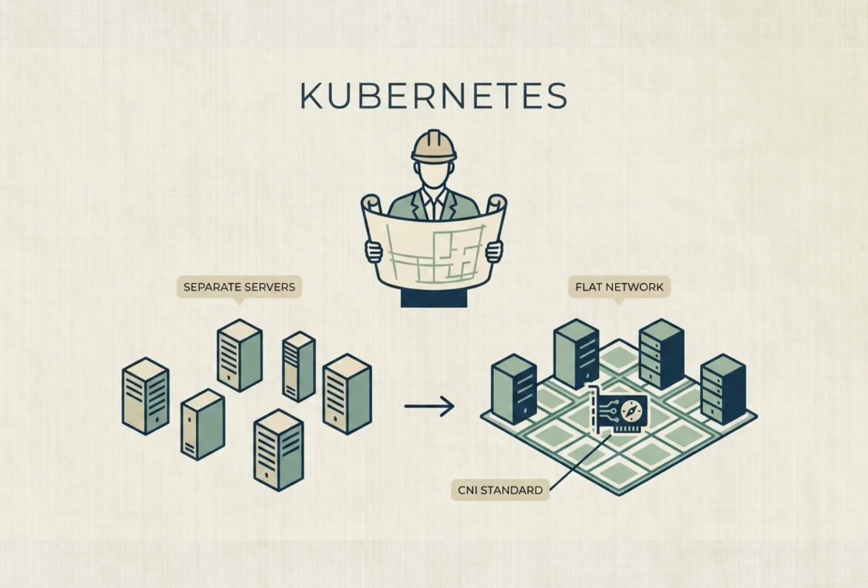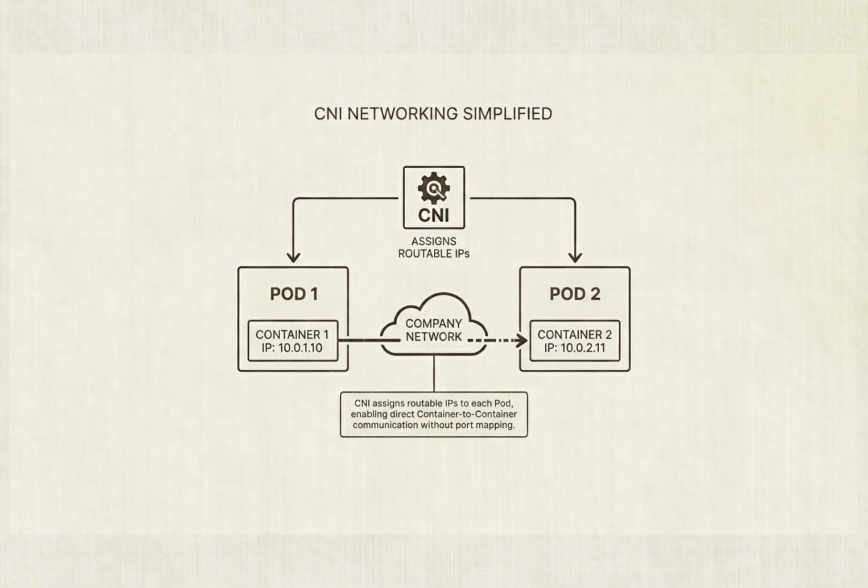It links all our separate servers into one massive, flat network using a standard called a CNI, or Container Network Interface. The CNI automatically sets up a virtual network cable for every single pod, the wrapper holding our containers. It ensures that every pod gets its own fully routable IP address, allowing any container to talk to any other container across the entire company network with zero port mapping tricks required.